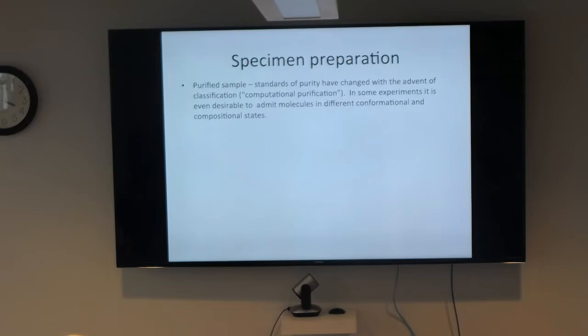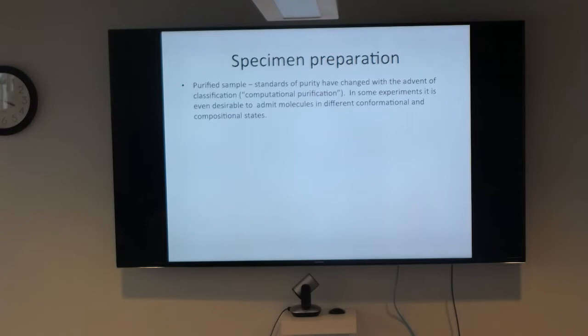Specimen preparation. There used to be a time when we tried to get the highest purity possible, with the idea that we want to have one single structure, free of any other kind of conformations. Meanwhile, with the advent of classification techniques, we can really be very generous and say, let's look at what there is, because we'll find it out, and we can see how the structures are all related to one another.